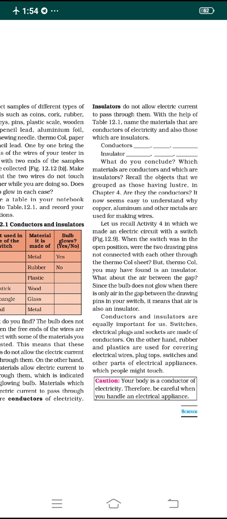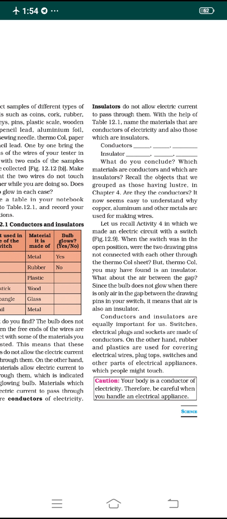Now let us recall Activity 4, in which we made the electric circuit with a switch, which we discussed in the previous class. When the switch was in the open position, the two drawing pins were not connected with each other through the thermocol sheet. But thermocol is an insulator, so there is air in the gap. Since the bulb does not glow when there is only air in the gap between the drawing pins in our switch, it means that air is also an insulator.